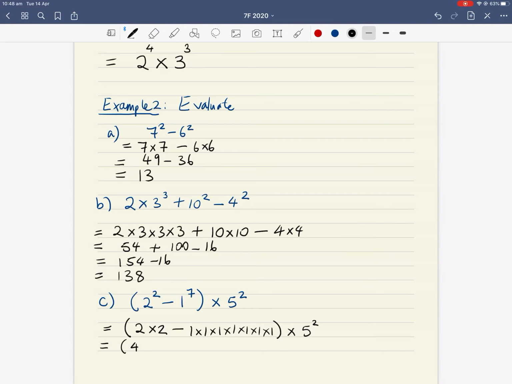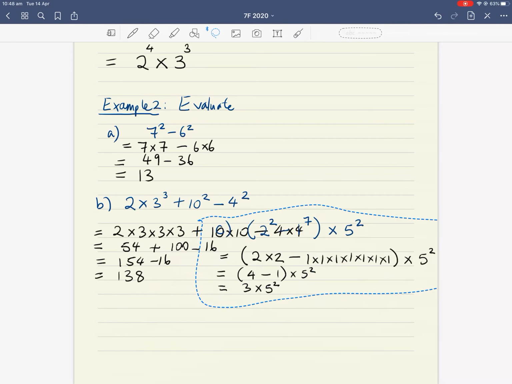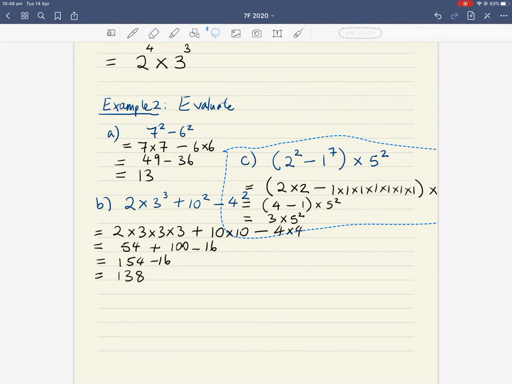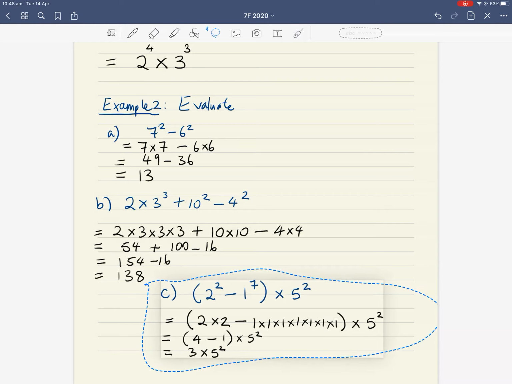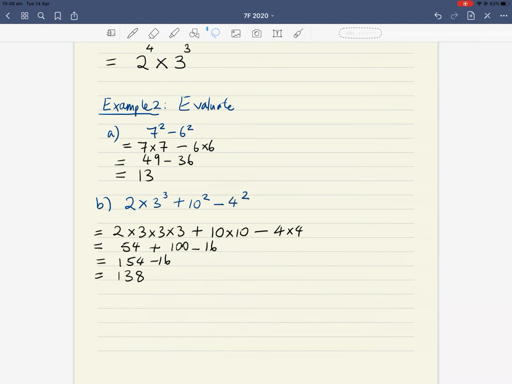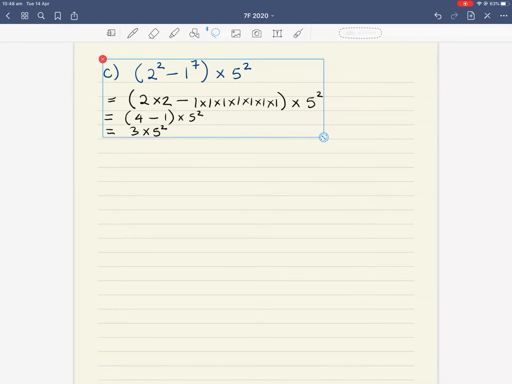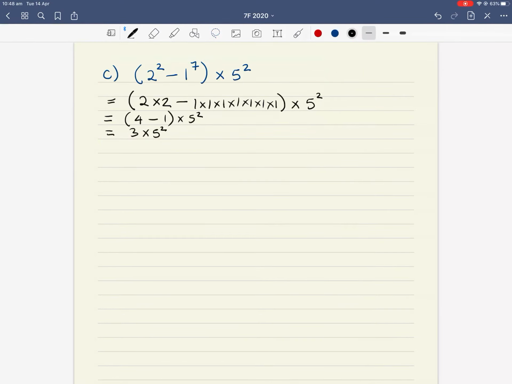So 2 times 2 gives me 4. 1 times itself is always 1, and then times 5 squared. So 4 take 1 is 3 times 5 squared. Oh no, I'm out of space, so hang on. I can lasso tool this. Let's see if I can move it up. No, that's not gonna work. You know what? I'm gonna cut this, and I'm just gonna swipe across and paste it there. Okay, more space. There we go.